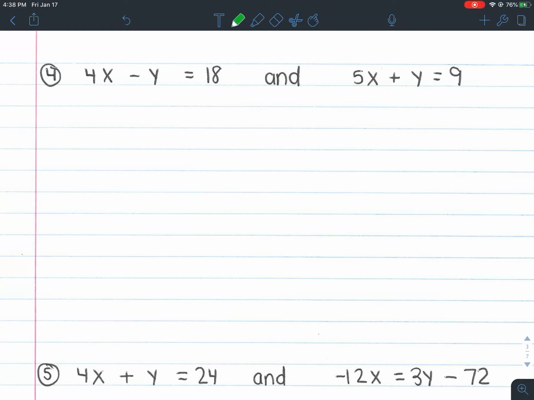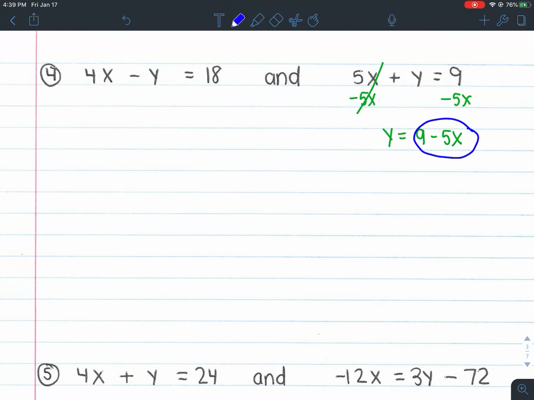Again, we want to try to get a variable by itself. So I notice that I have a y here and a y here that I could get by themselves. But notice how one is negative and one is positive. We want to get the positive one by itself because we don't have to divide by negative 1 in the end. There's less steps on that one. So we'll go ahead and get that y by itself by subtracting 5x on both sides. y equals 9 minus 5x.